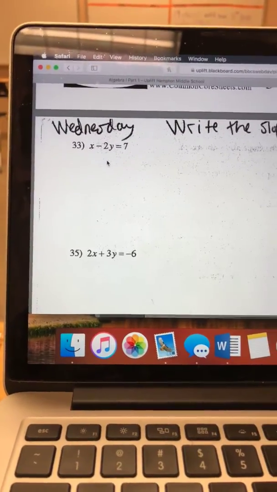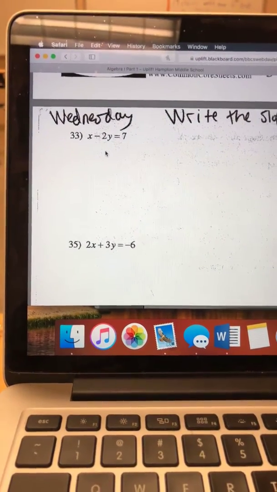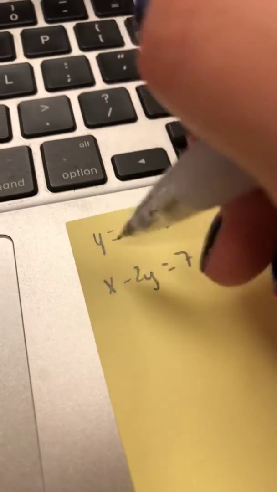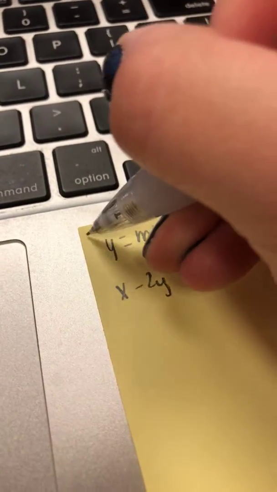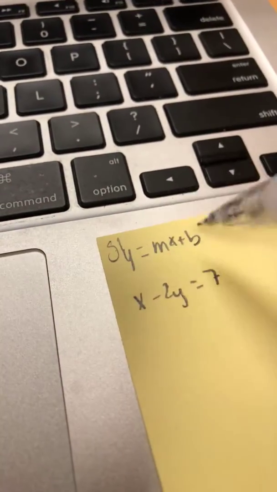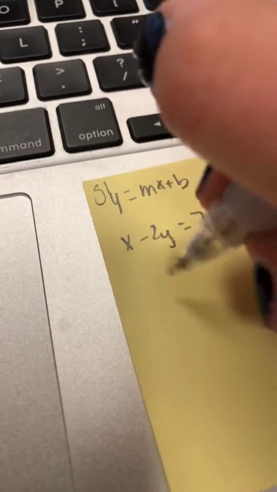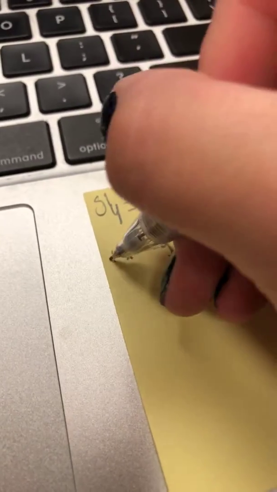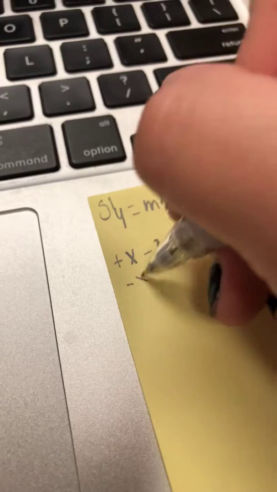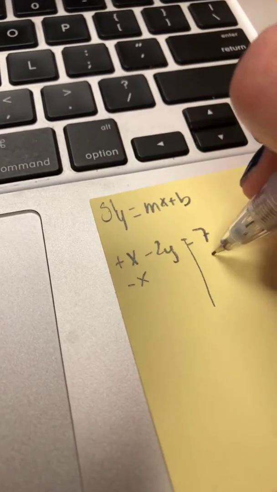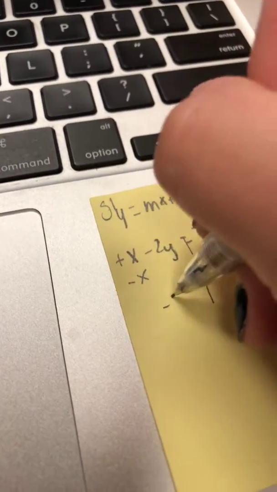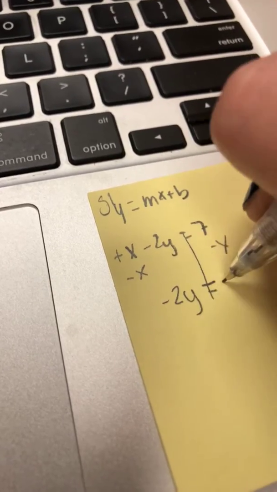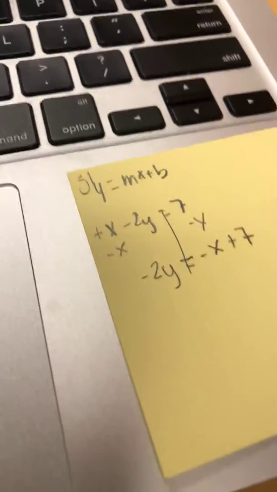As I look at 33, I have x minus 2y is equal to 7. I'm gonna manipulate this equation to make it look like my slope-intercept form right here. So my y is not alone. My y is with a positive x. So I'm going to subtract x from one side. What I do to one side, I also have to do to the other side. I end up with negative 2y is equal to negative x plus 7.